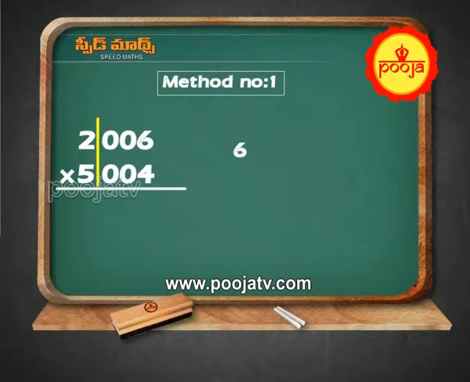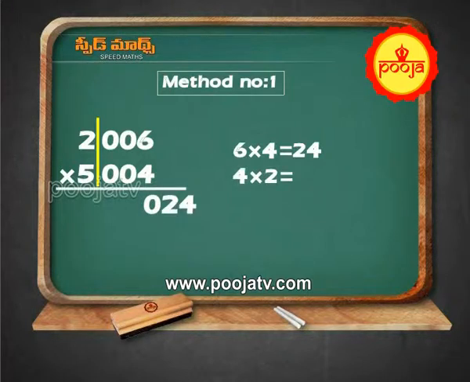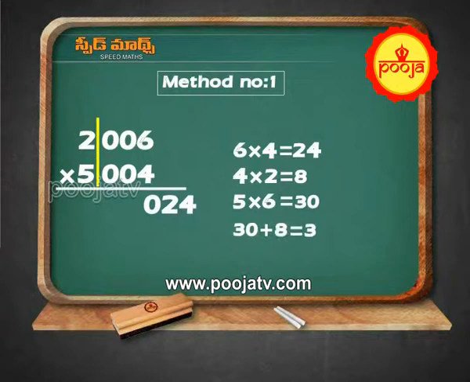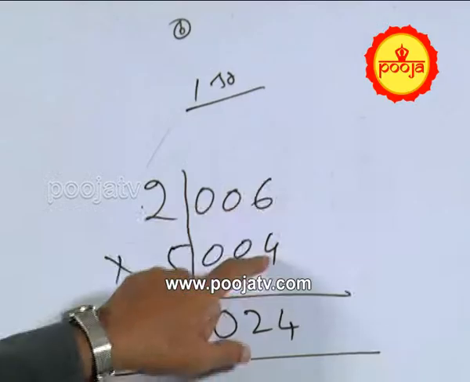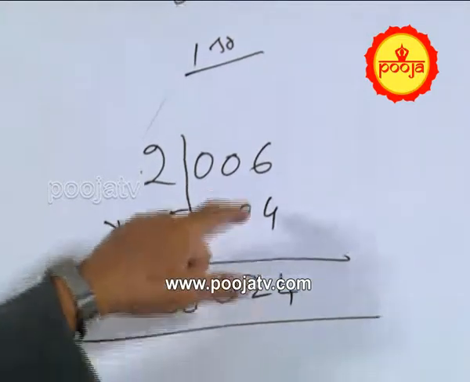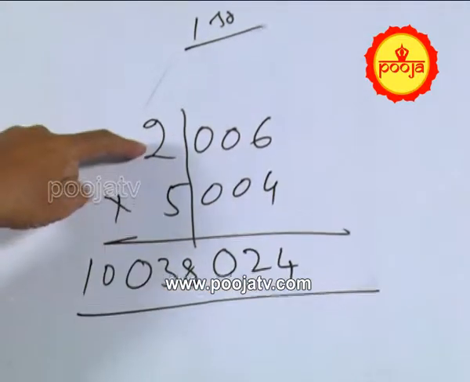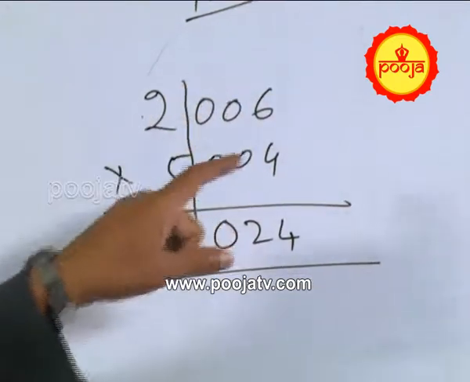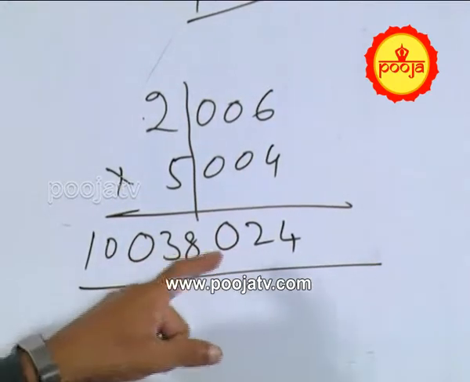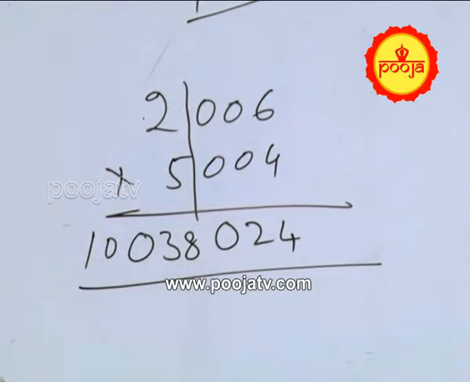Give a slash. 6 into 4 equal to 24. Write it as 024. 4 into 2 equal to 8. 5 into 6 equal to 30. 30 plus 8 equal to 38. Write it as 038. And 5 into 2 equal to 10. Write it as 10. 4 into 6, 24, so 024, because we have to take 3 digits. 4 into 2, 8, and 5 into 6, 30. 30 plus 8, 38. You have to write it as 038, and finally 5 into 2, 10. This is the one method.